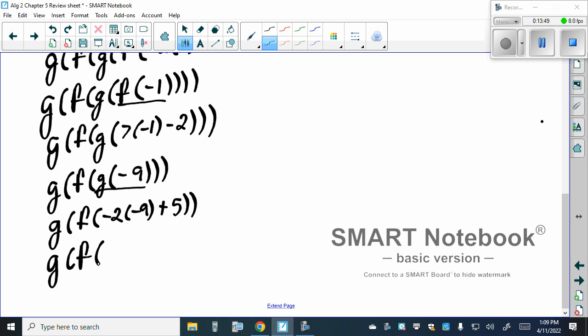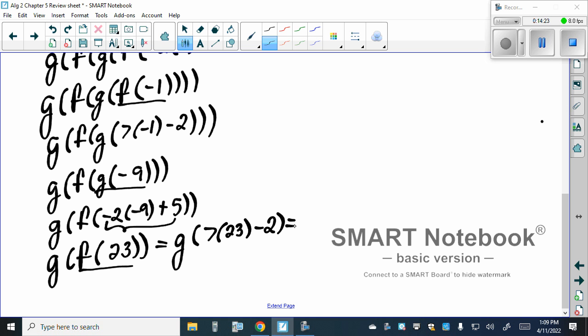And again, at this point we could type that straight into a calculator. Negative 2 times negative 9 plus 5. Well, negative 2 times negative 9 is negative 18, plus 5 is 23. Now we have f of 23. So we'll plug 23 into f of x, which will give us 7 times 23 minus 2.